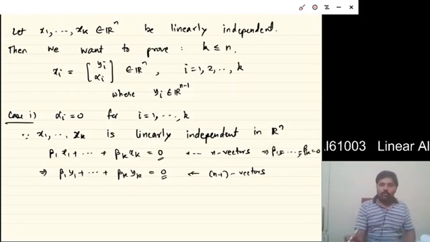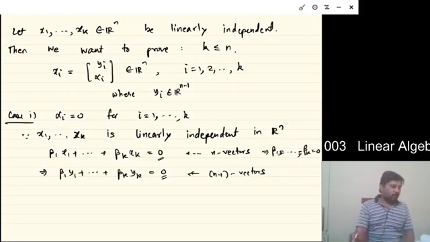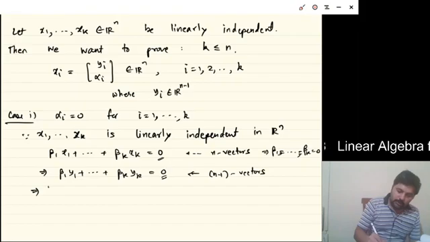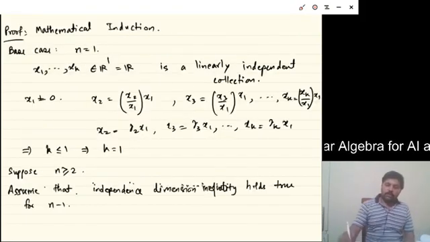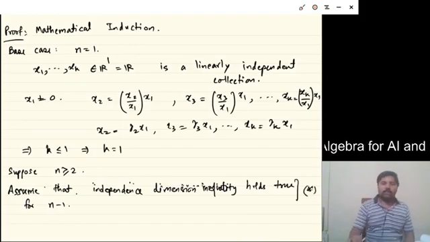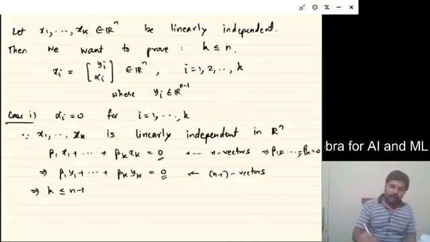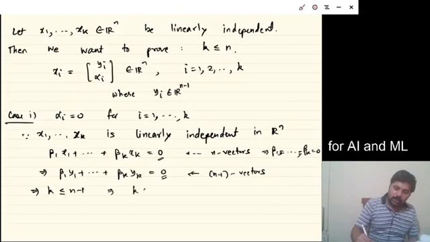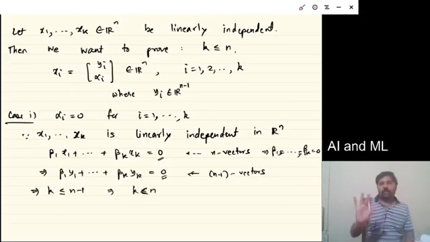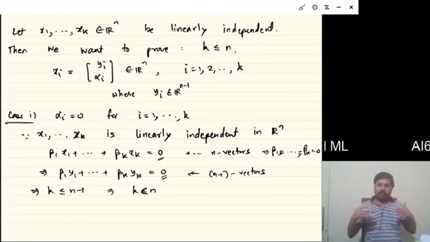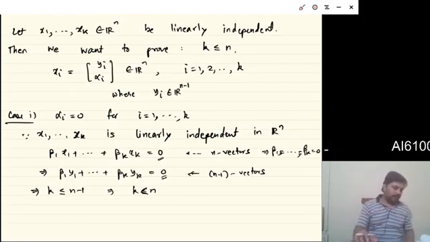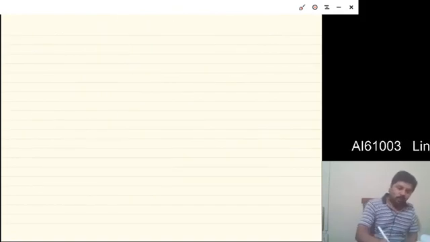And if that is true, then k has to be less than or equal to n minus 1, because of this assumption star that we have made. And if k is less than or equal to n minus 1, clearly k is less than n. What we really wanted to prove was k less than or equal to n. If all the alpha i's are 0, then k is actually strictly less than n. So that part is proved.